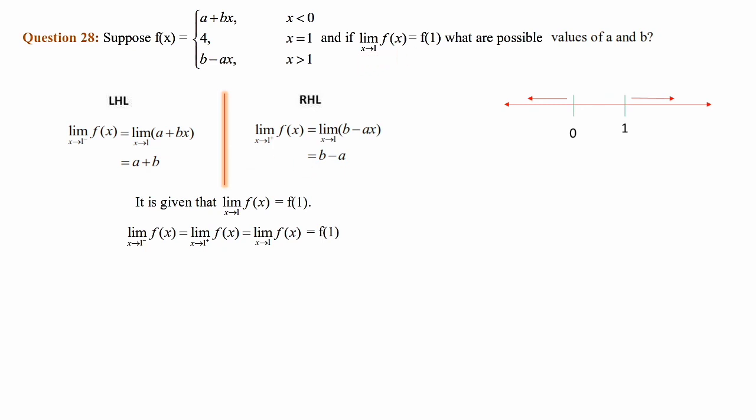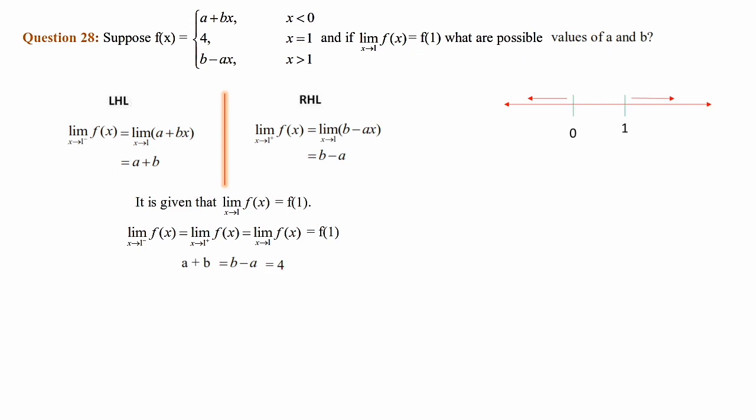Means limit x tends to 1 minus f of x and the limit x tends to 1 plus f of x. Since these two are equal, that equal value is equal to limit x tends to 1, f of x. That is equal to, according to the given condition, f of 1. Simply, a plus b is the limit x tends to 1 minus, and b minus a is the limit x tends to 1 plus of f of x, that is equal to f of 1. F of 1 we have 4.